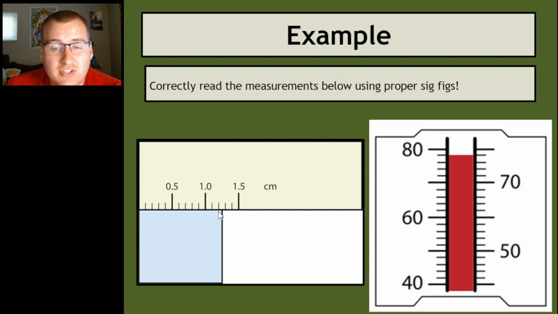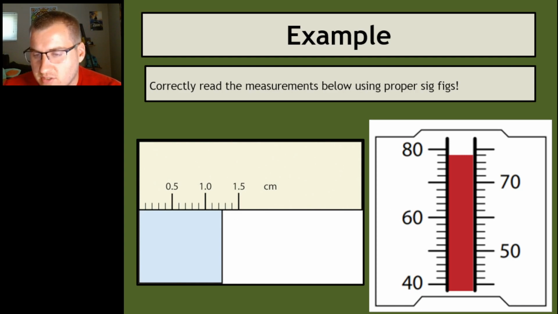If you just said 1.2 or 1.3, it would actually be wrong. If you said 1.235 or you're adding in more digits, it would be wrong, right? Use all the digits on the instrument plus one more.